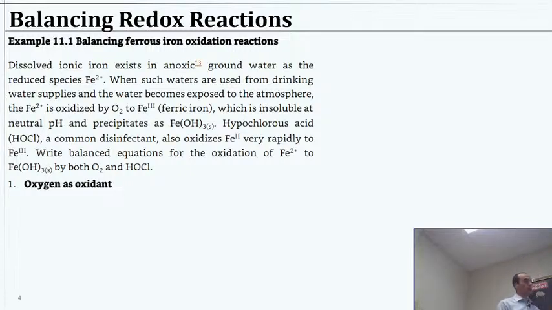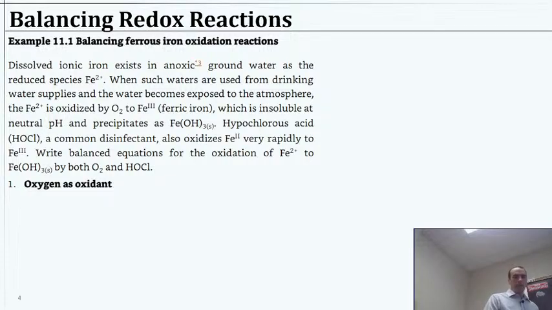First being ferrous iron with 2 different oxidants. We have dissolved ionic iron that exists in anoxic groundwater as the reduced species Fe2+. When such water is used for drinking water supplies and is brought up to the surface and exposed to the atmosphere, Fe2+ is oxidized by O2 to get to Fe3+, so ferric iron, which is insoluble, as we've learned, at neutral pH and precipitates as iron hydroxides.